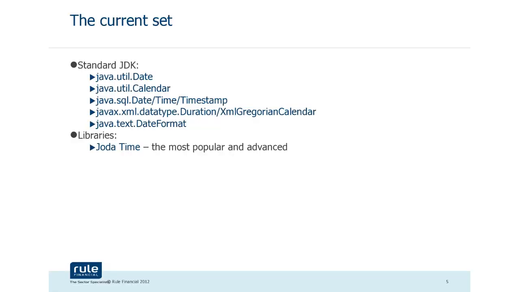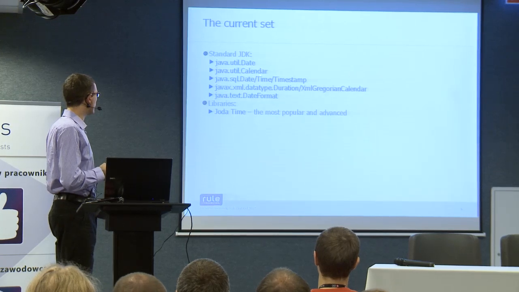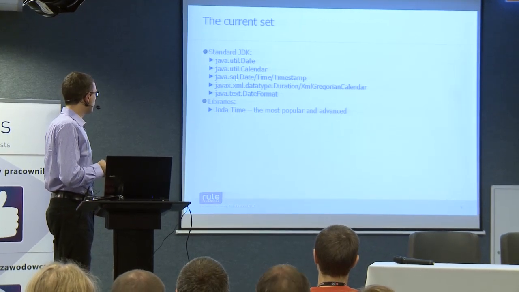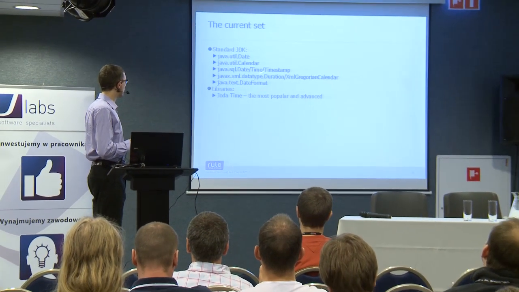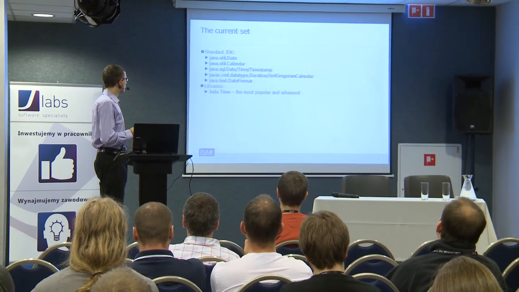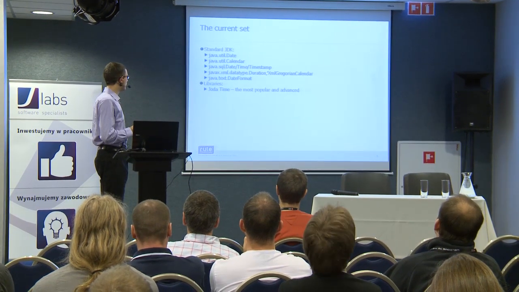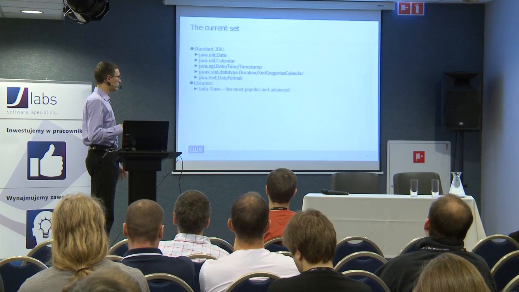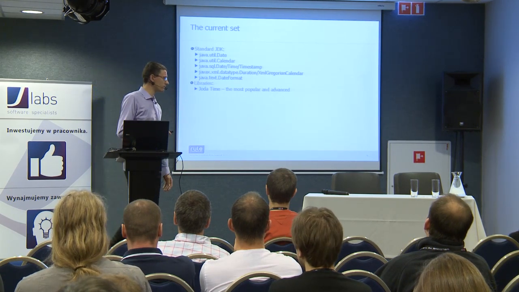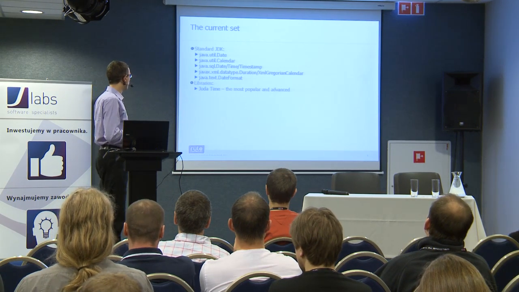What do we have currently in JDK? I think all of you probably have used java.util.Date, and most of you probably use java.util.Calendar. I think you've come across also Java SQL date and timestamp. Maybe you've seen the XML data types. And for formatting, we have DateFormat, quite an awkward class.